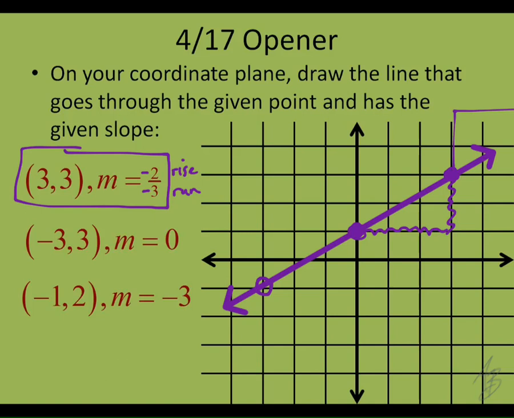Okay, moving on. Let's do this one. Let's start with the point negative 3,3. Where's that going to be, Raven?